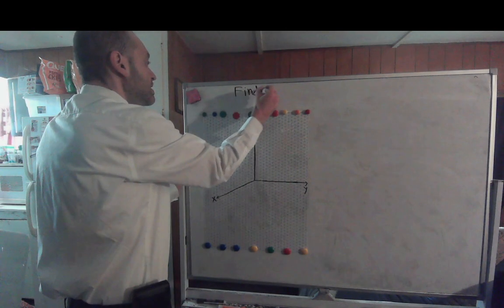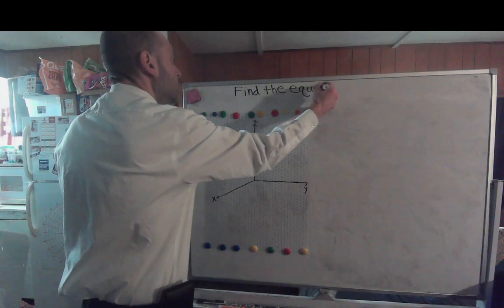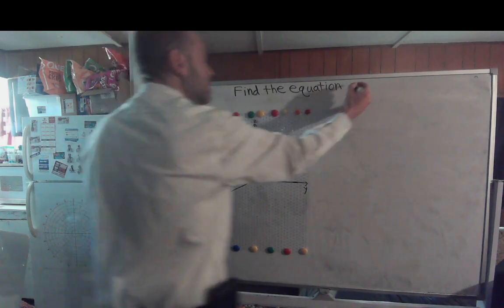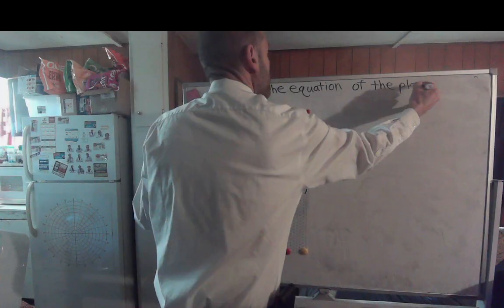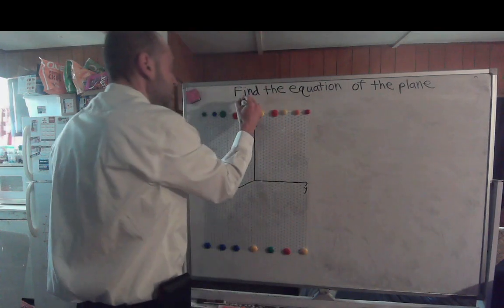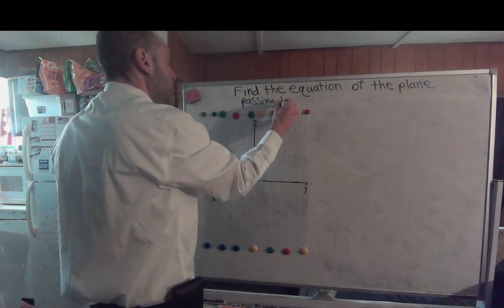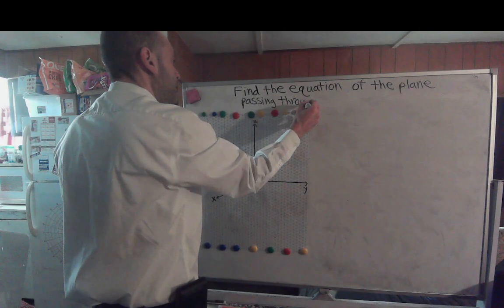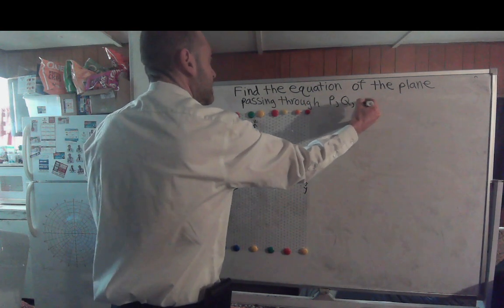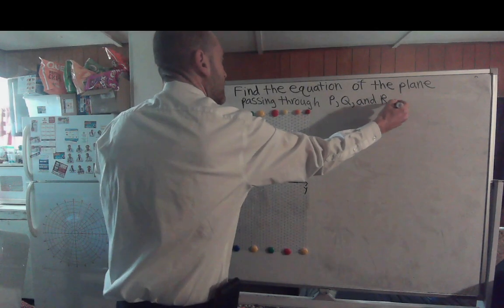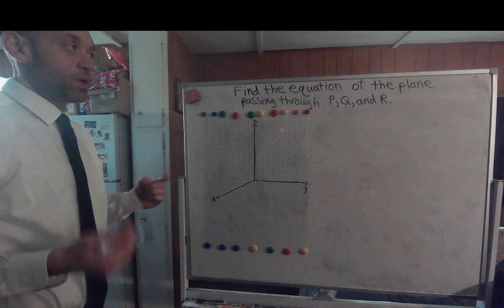Find the equation of the plane passing through points P, Q, and R. So we're going to have points P, Q, and R where we need to find the equation of the plane.